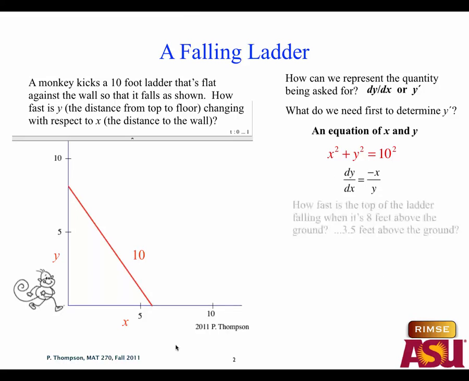Okay, so how fast is the top of the ladder falling when the top of the ladder is 8 feet above the ground and 3.5 feet above the ground? So take a minute or two and see if you can figure this out. How fast is the top of the ladder falling with respect to x, when it's 8 feet above the ground and 3.5 feet above the ground? See what you can do on this. Go.